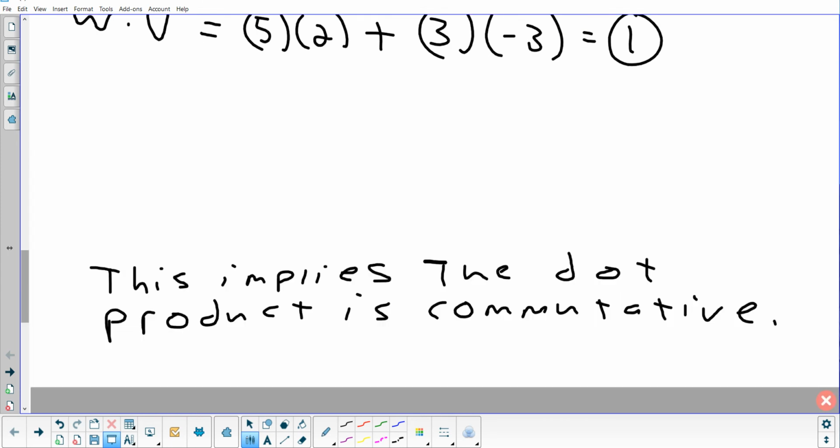It's not necessarily a proof, it's an example, but it is true in general that if you switch the order that you do a dot product in, you will get the same answer. With cross product, that's not true. If you switch the order, you get a different answer. So that's one of the few times where multiplication is not commutative, when you do cross products with vectors. And we'll see that tomorrow.